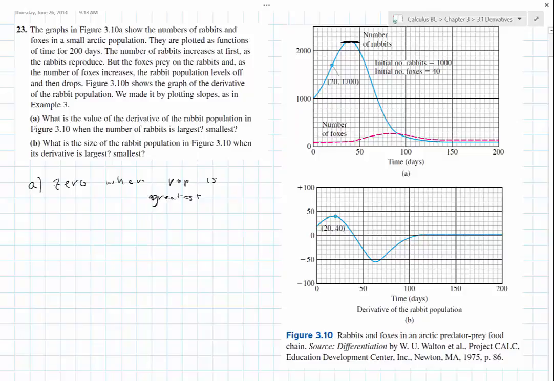and when is it when it's least? Well, it's least down here on this time frame when days equal 200, and at that point the slope also looks like 0. So it's also 0 when population is least.